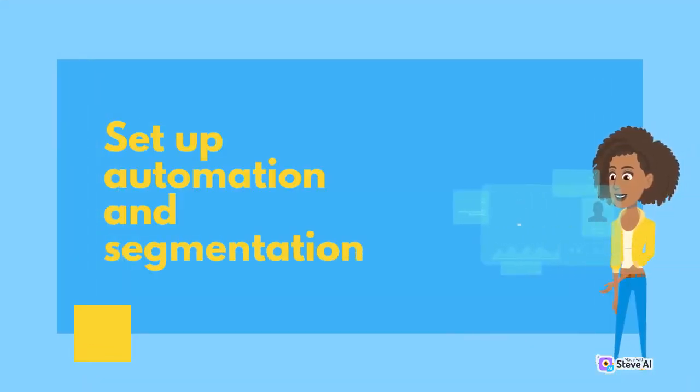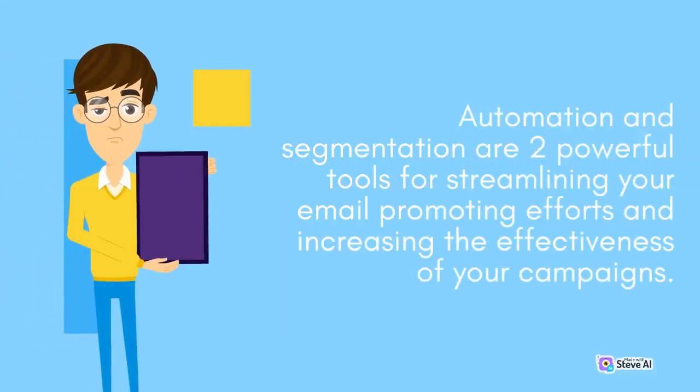Set up automation and segmentation. Automation and segmentation are two powerful tools for streamlining your email marketing efforts and increasing the effectiveness of your campaigns.